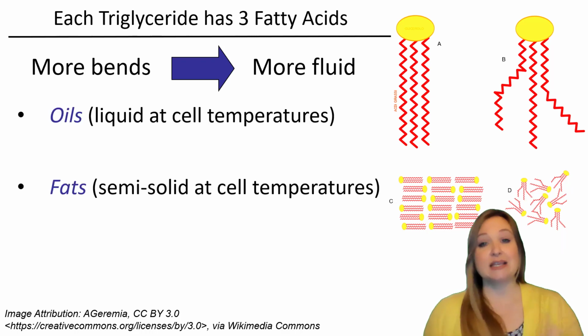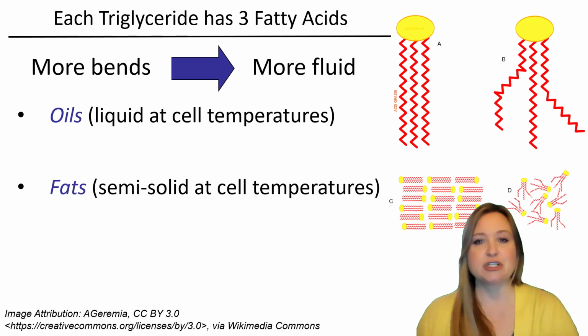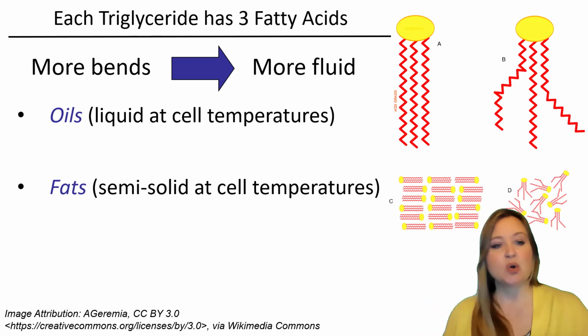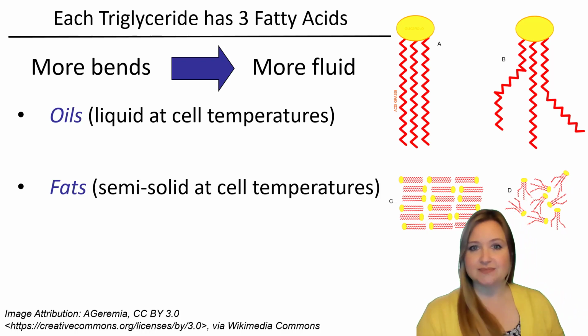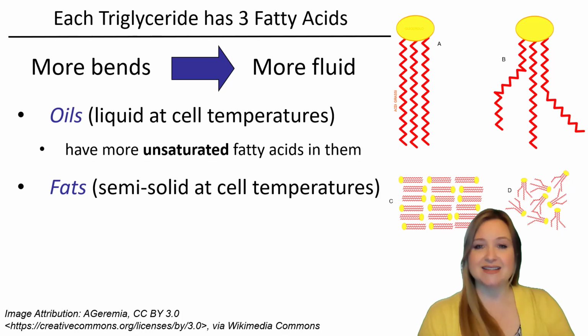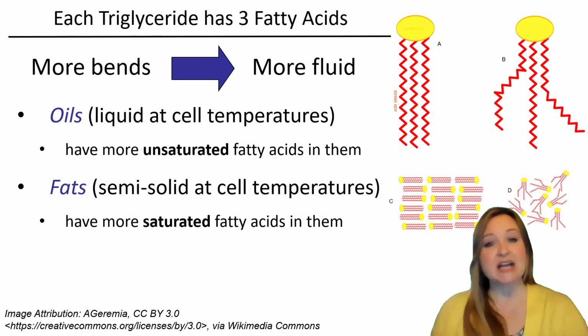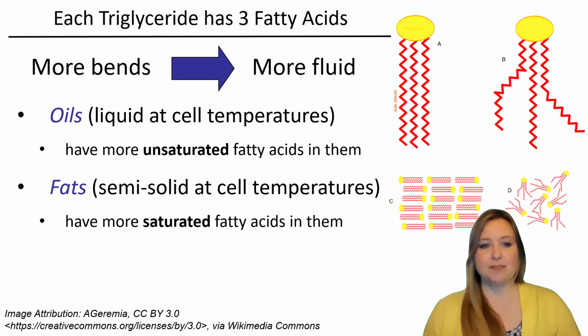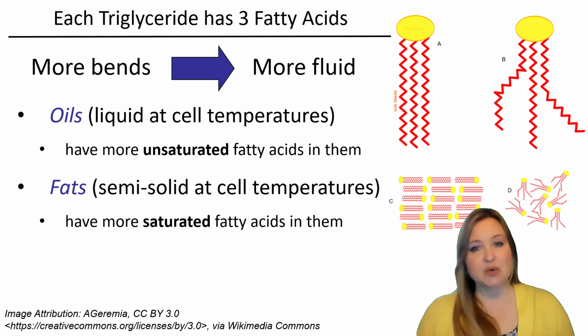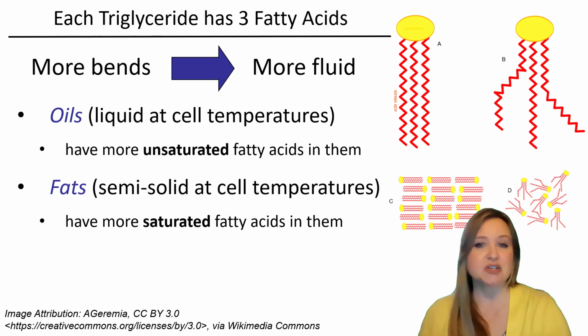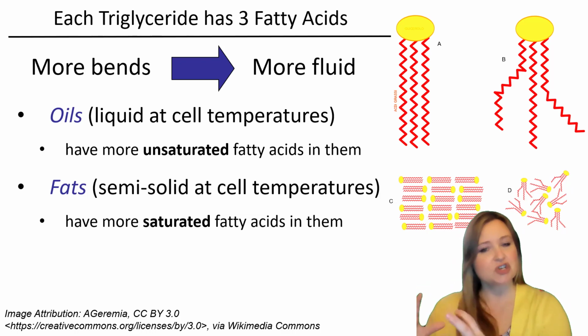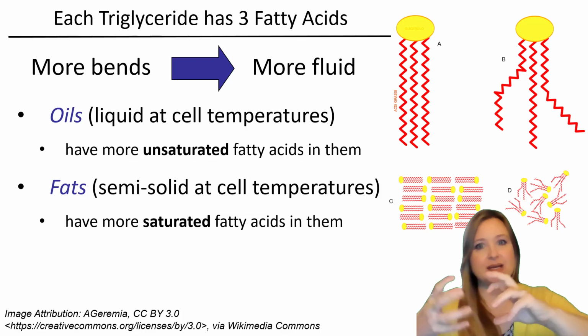So the more bends that there are in those fatty acids, the more fluid or liquid the substance will be. So oils are liquid at cell temperature. Fats are semi-solid at cell temperature. So what does that tell you about oils versus fats? It tells you if oils are liquid, they must have more unsaturated fatty acids in them. And fats, being semi-solid, have more saturated fatty acids within them. Okay, so the reason that oils are more liquid is because they have more unsaturated fatty acids in their triglyceride structures, which leads to a more fluid substance.